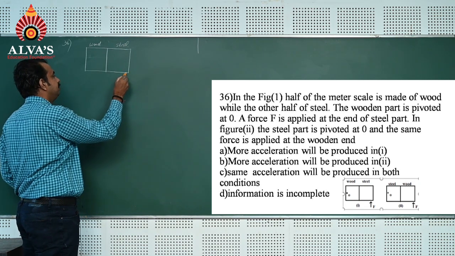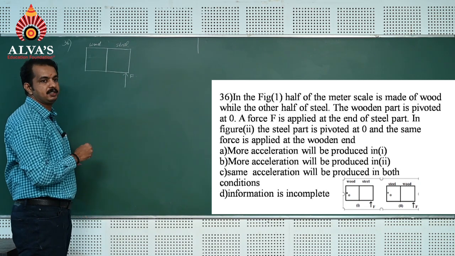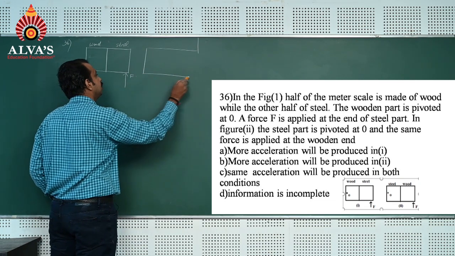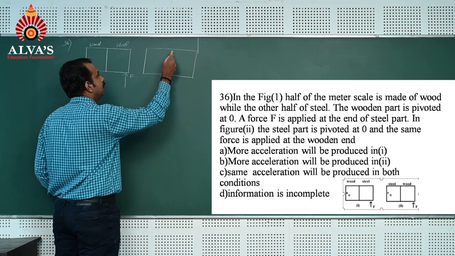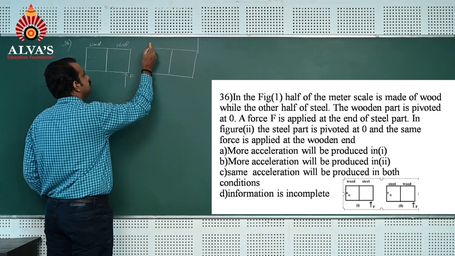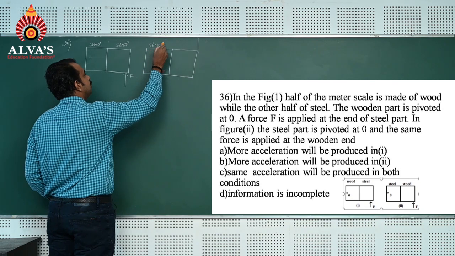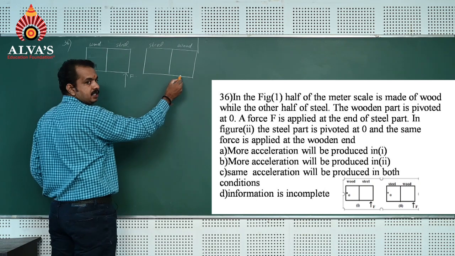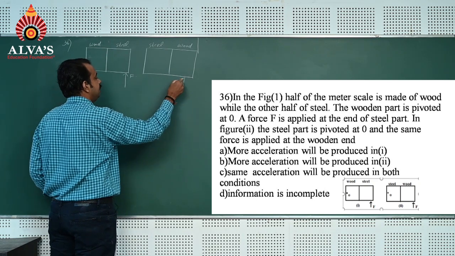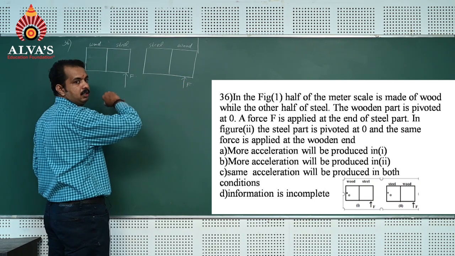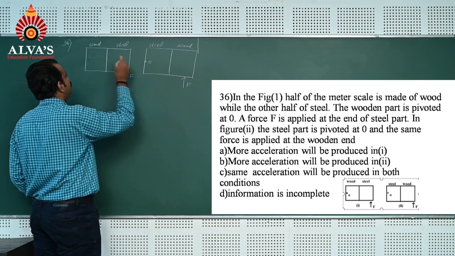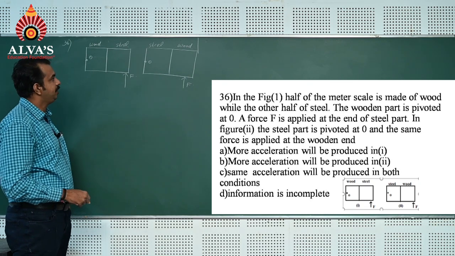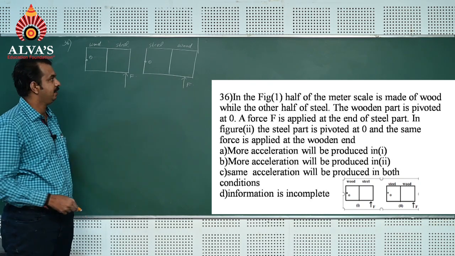Force is applied about this point. Steel. This is wood. Force is applied at the wooden part. This is O. This is O. The question asked is which one experiences more acceleration?